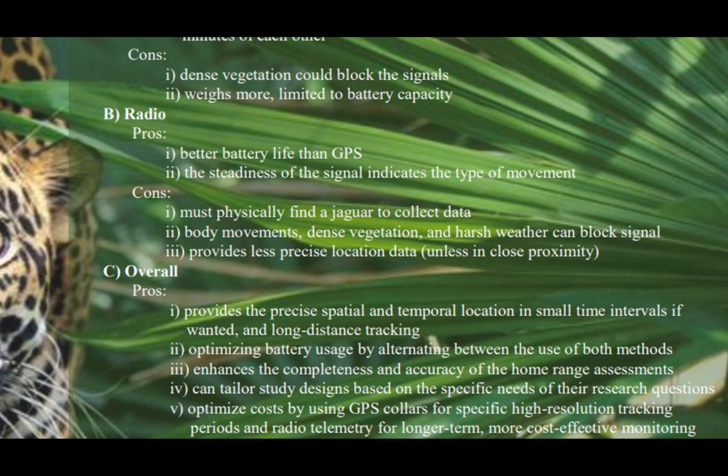Another method is radio telemetry. Some pros of this are that it has better battery life than GPS, and the steadiness of the signal indicates a type of movement. Some cons are that you must physically find the jaguar to collect the data, and body movements, dense vegetation, and harsh weather can block signals. And finally, another con is it provides less precise location data unless you are in close proximity to the jaguar.